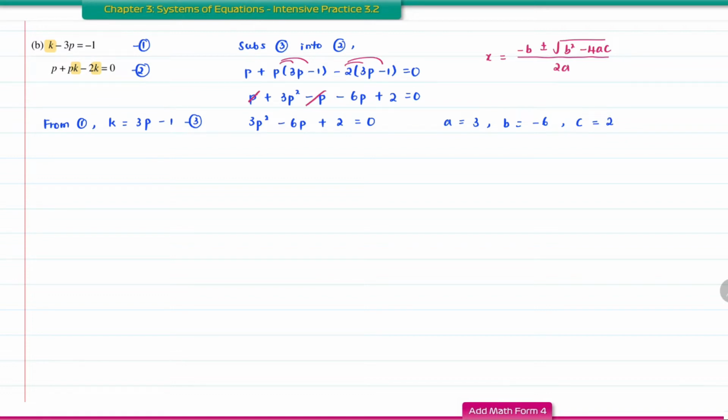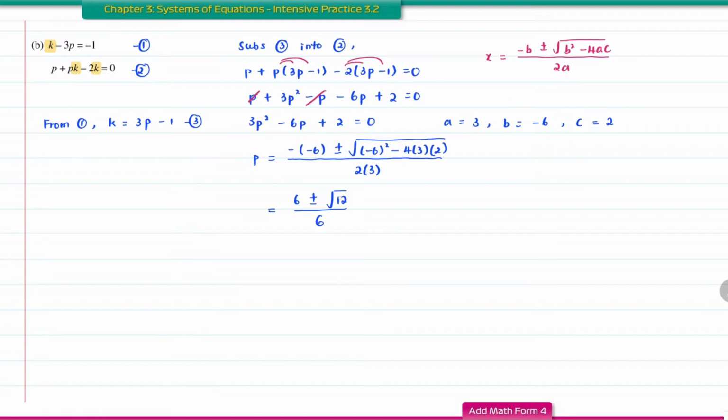So to find the value of p, it will become p equal to negative of negative 6 plus minus square root of negative 6 squared minus 4 times 3 times 2, and divide by 2 times 3. If we simplify this, you're going to find that this is going to be positive 6 plus minus the square root of 12, divided by 6. So we're going to have two values of p.